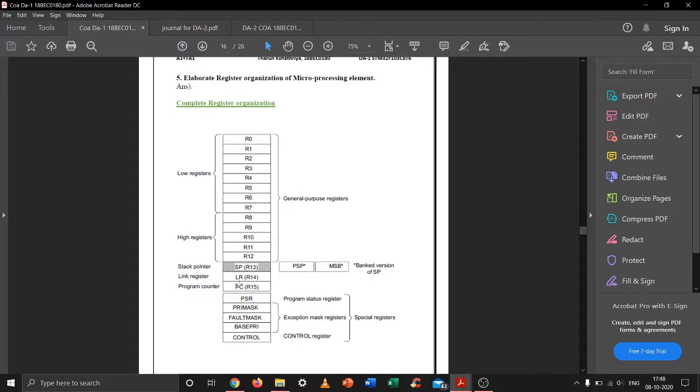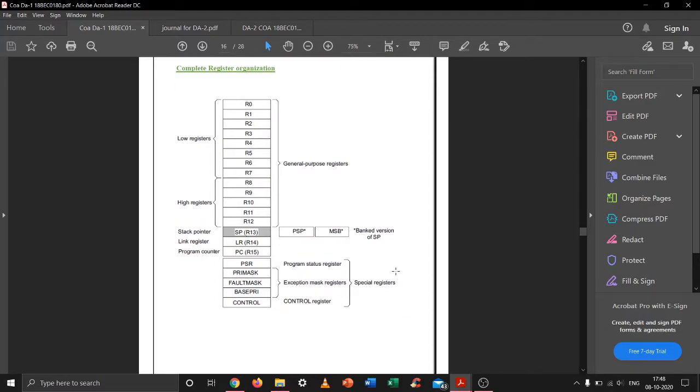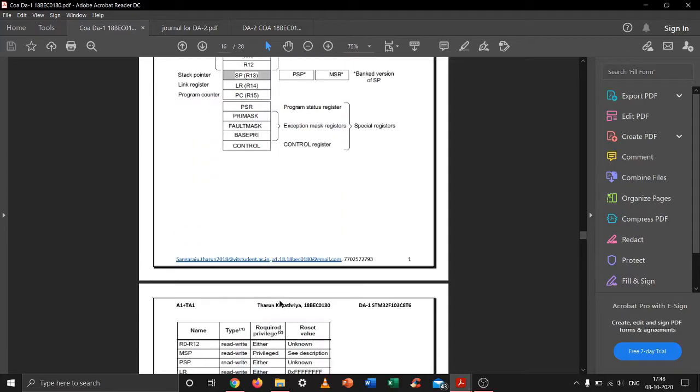There are also the stack pointer, link register, and program counter. There are three special registers. Here you can see PRIMASK, FAULTMASK, BASEPRI, CONTROL. Here are the control register, exception mask registers, and program status register. These three are the special registers.